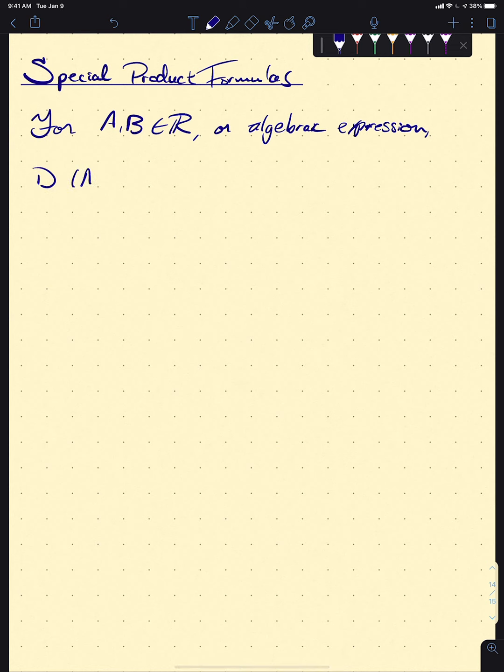One, we have A plus B times A minus B. This is the sum and difference of the same term. This is A squared minus B squared, right? You'll often see this called the difference of squares, right? Because it's this square minus this square.